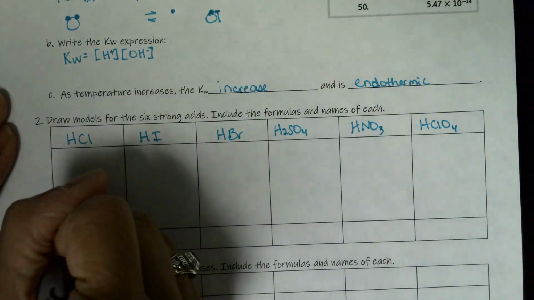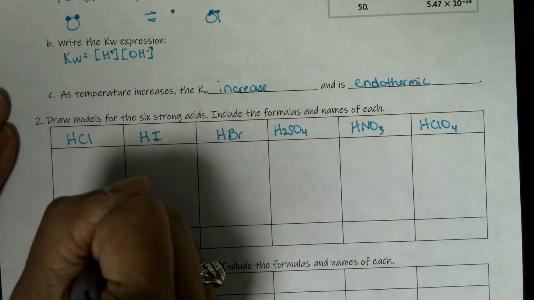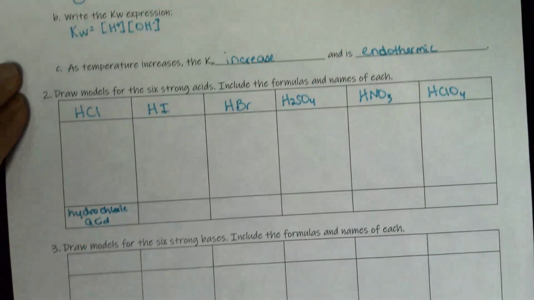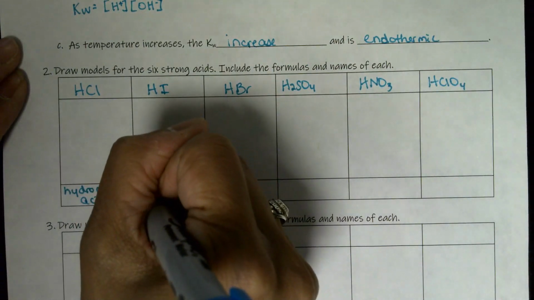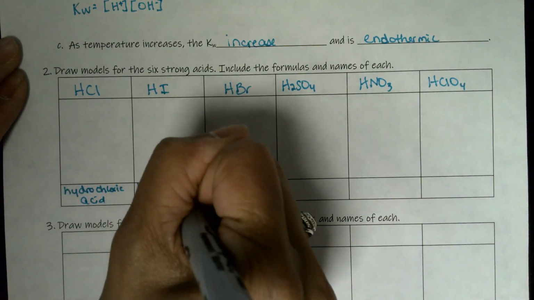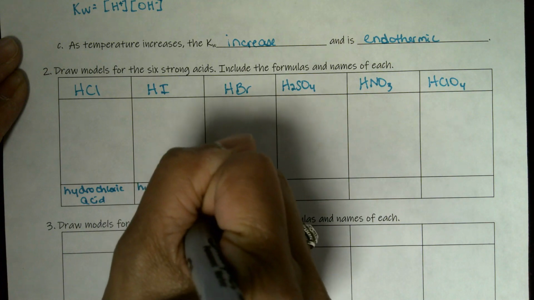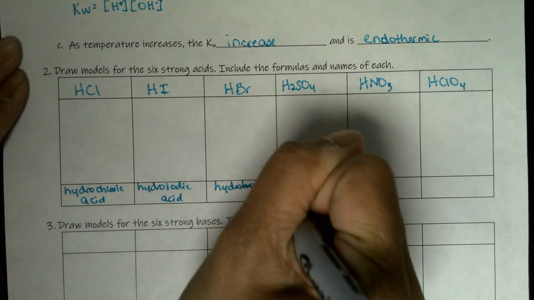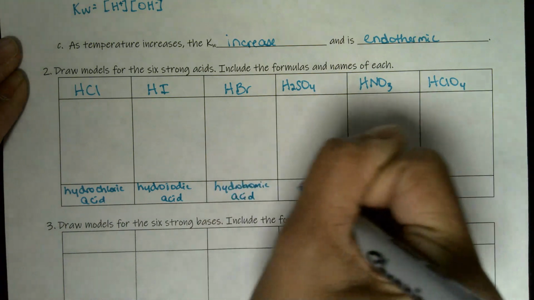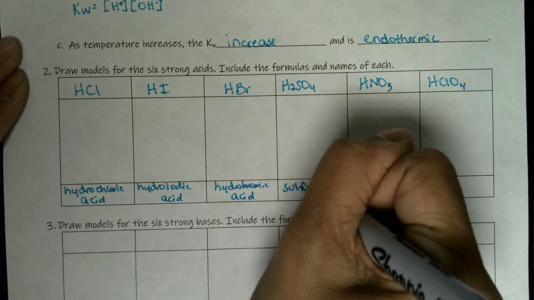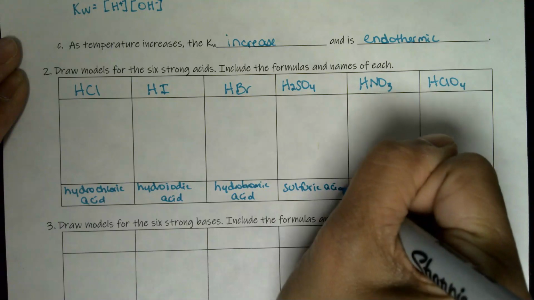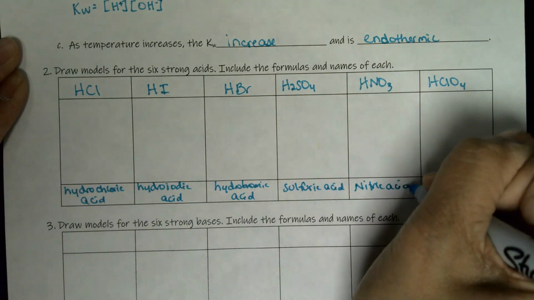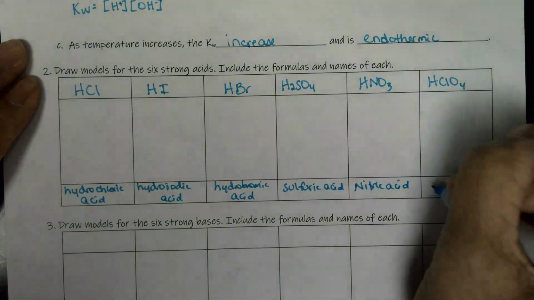We'll write these down. So we have hydrochloric acid, hydroiodic acid, hydrobromic acid, sulfuric acid, nitric acid, and perchloric acid.